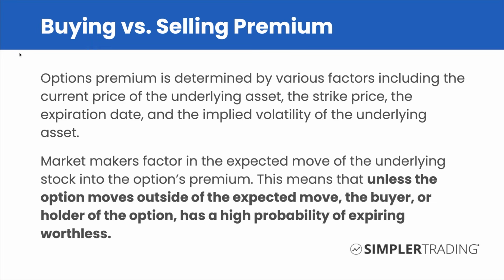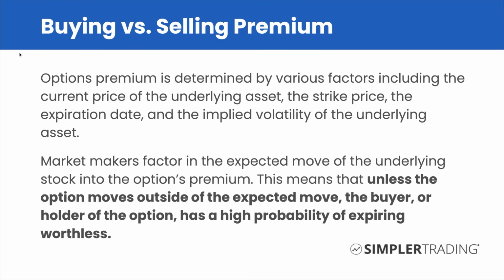Options premium is determined by various factors, including the current price of the underlying asset, the strike price, the expiration date, and the implied volatility of the underlying asset. However, market makers factor in the expected move of the underlying stock into the options premium. This means that unless the option moves outside of the expected move, the buyer or the holder of the option has a higher probability of expiring worthless.